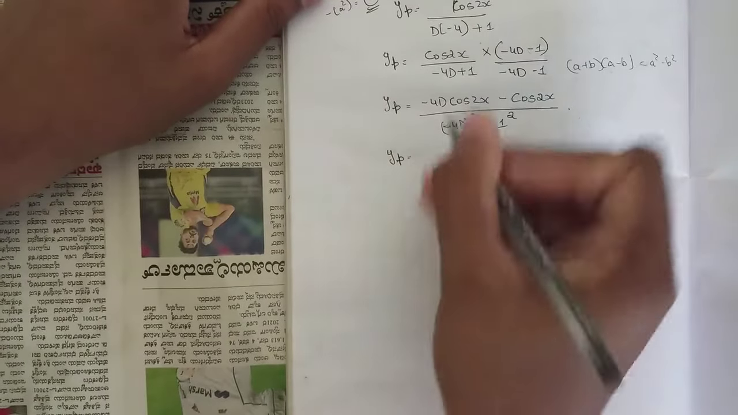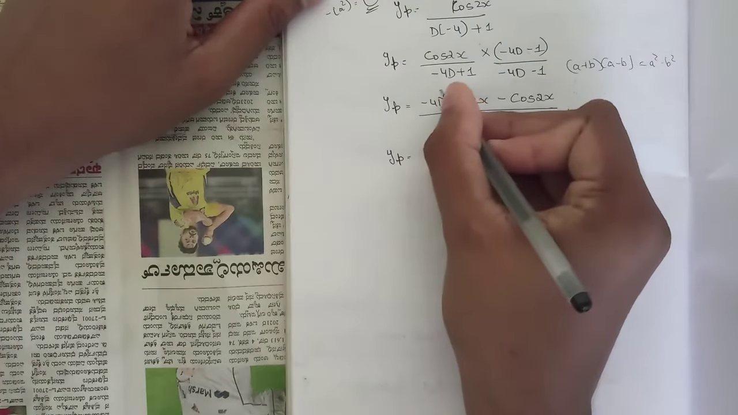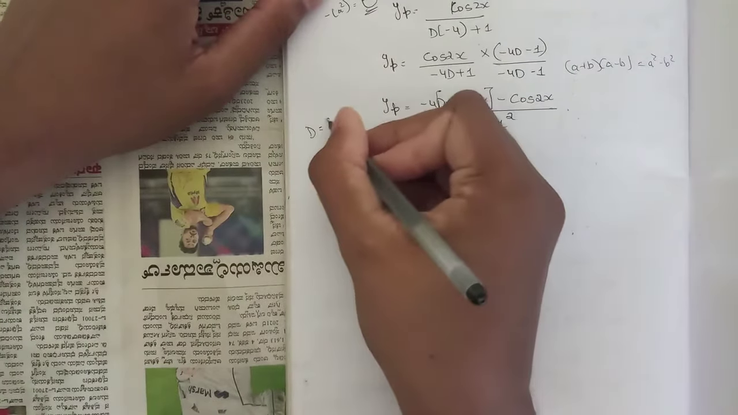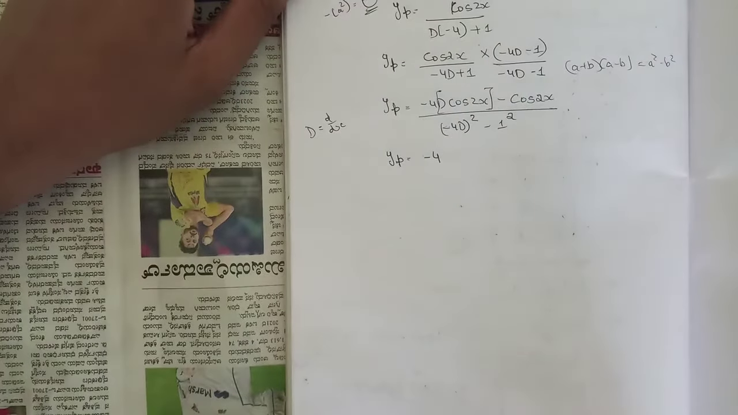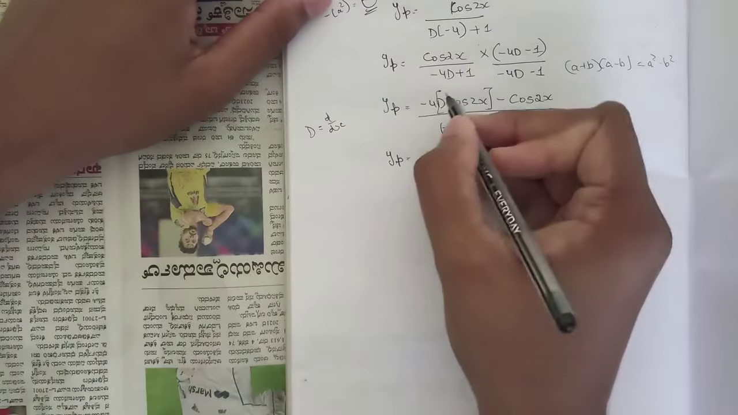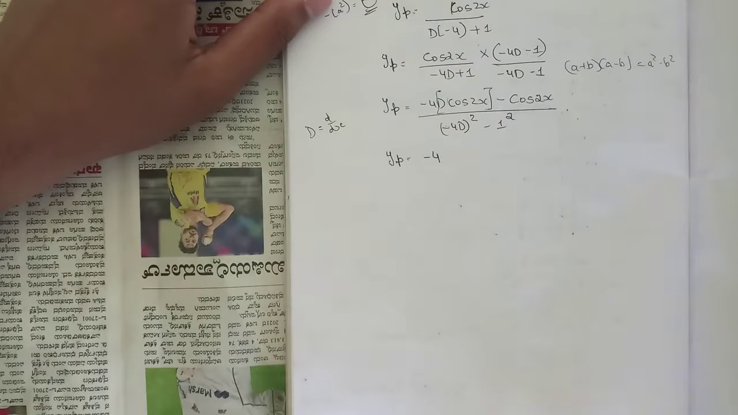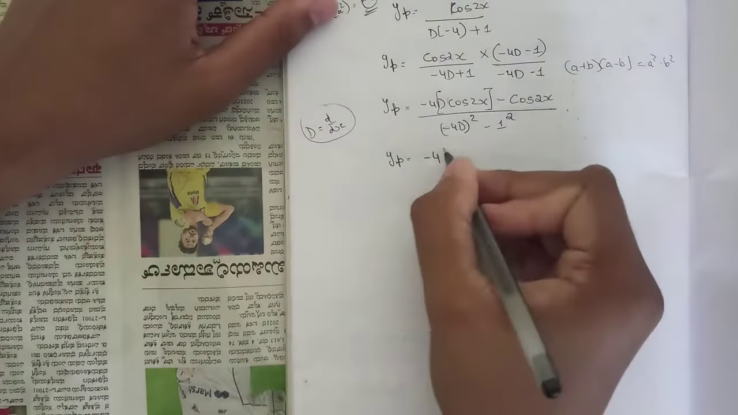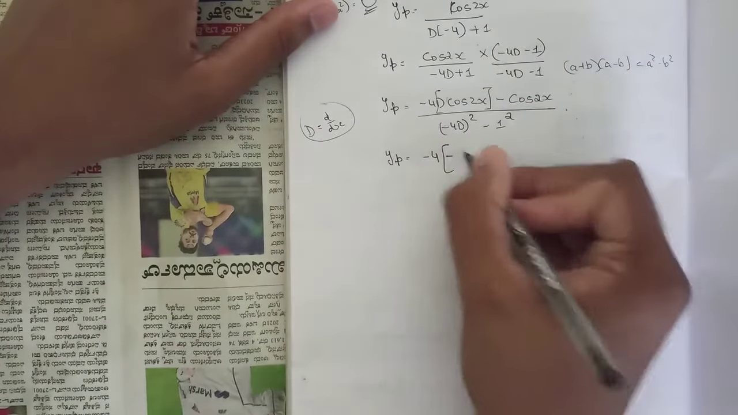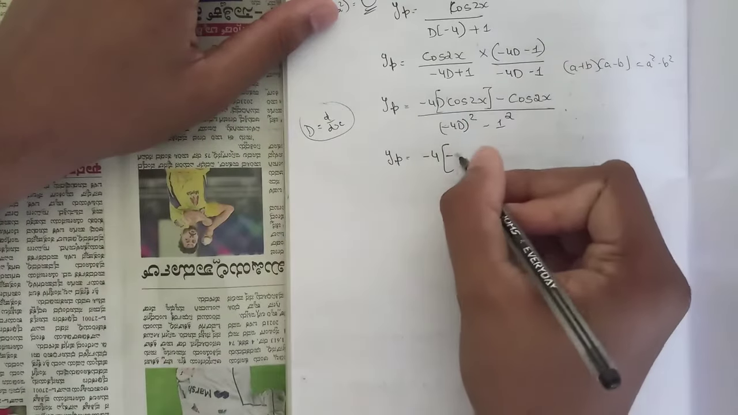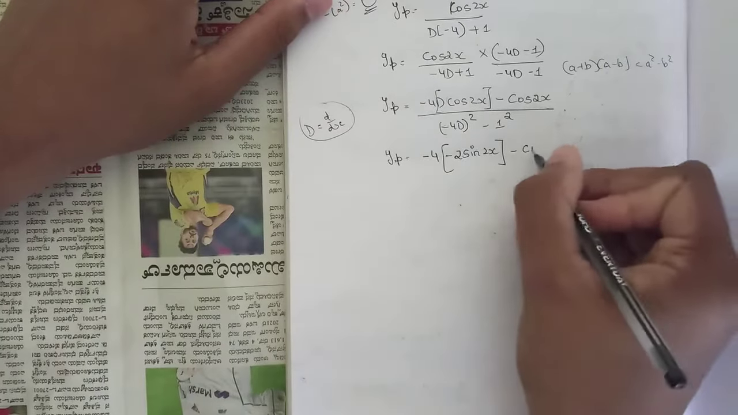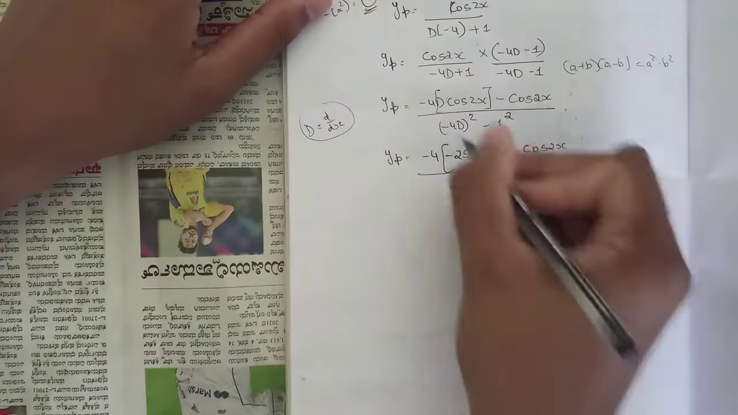So now we can see that minus 4 into d cos 2x here, right? Here we know that d corresponds to d by dx. Now we need to take the differentiation of cos 2x. The differentiation of cos is minus sine, so along with that we have 2x. So we write minus 2 sine 2x, minus cos 2x divided by 4d the whole square.